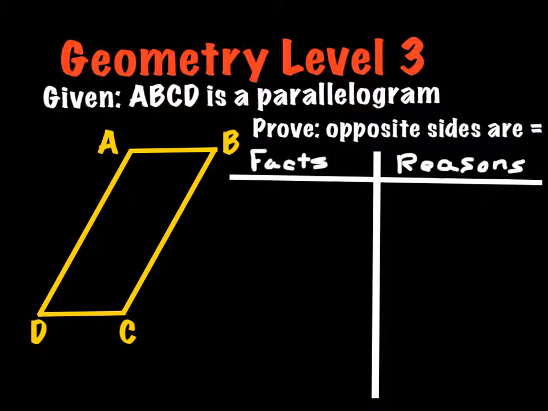This is geometry level 3. This is where I'm going to be using congruent triangles to prove facts about quadrilaterals. We're starting off with quadrilateral ABCD, and they're telling me right off the bat that this is a parallelogram. This means that the opposite sides are parallel to each other.